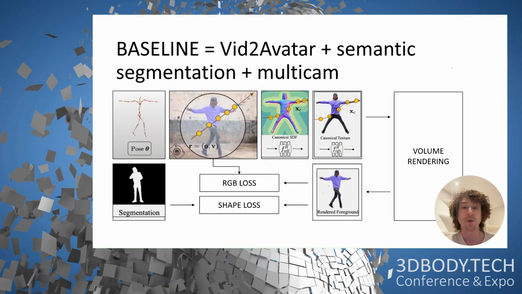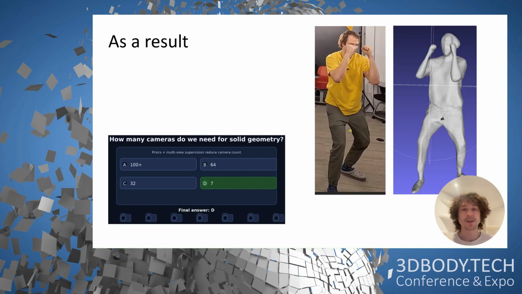In the baseline of our method, we supervise with two simple losses: color and geometry. We fire rays from all cameras at once. As a result, we get a reconstruction approach that starts delivering solid geometry with as few as 7 cameras.